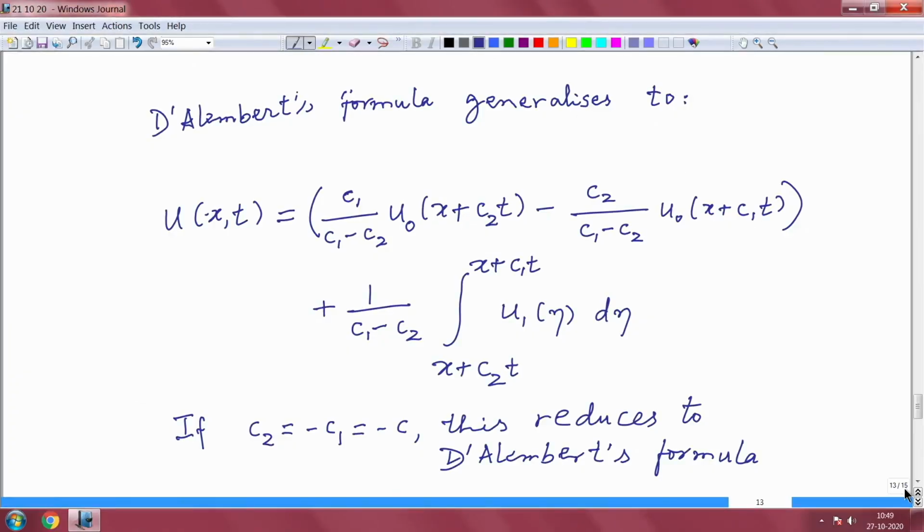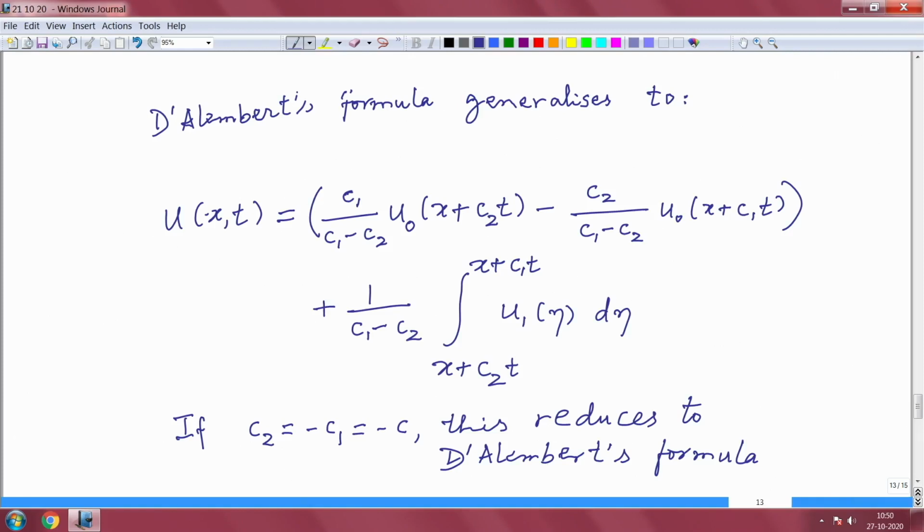In today's lecture, again we begin with the general second order equation with two different speeds. Last time we started that, and we derived this formula for the solution of the second order equation with two different speeds C1 and C2. So, it generalizes the known D'Alembert's formula. Of course, when we take C2 equal to minus C1 equal to minus C, this reduces to D'Alembert's formula.